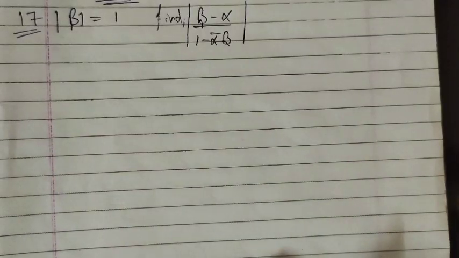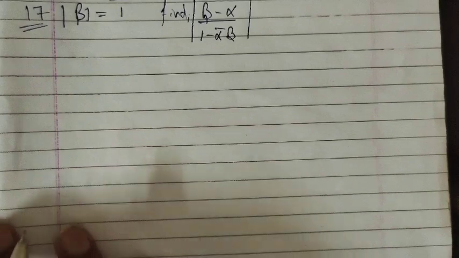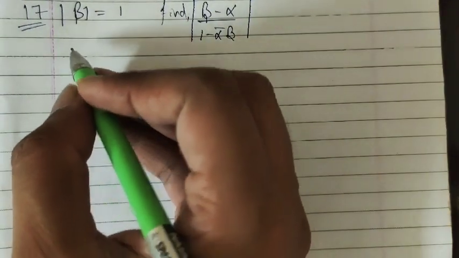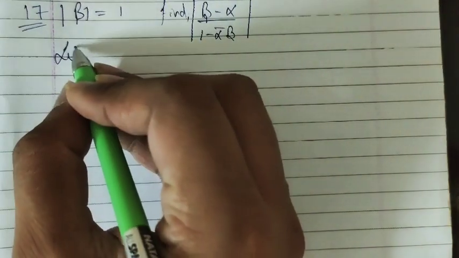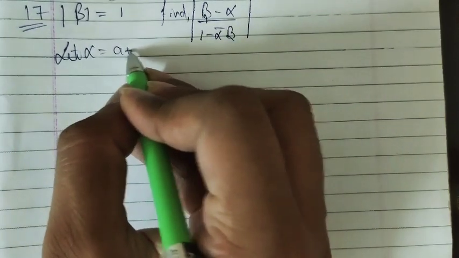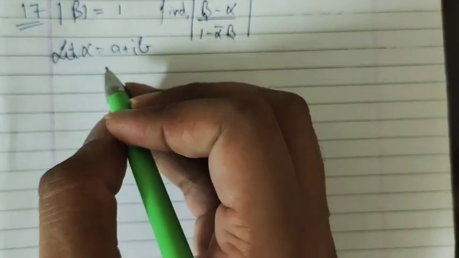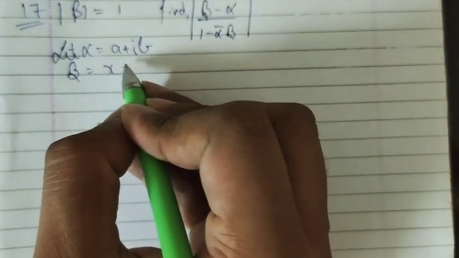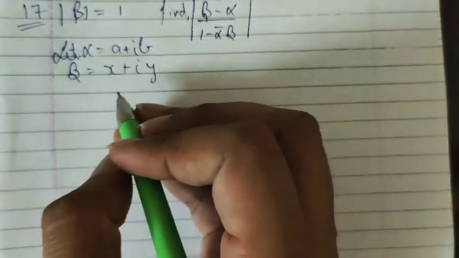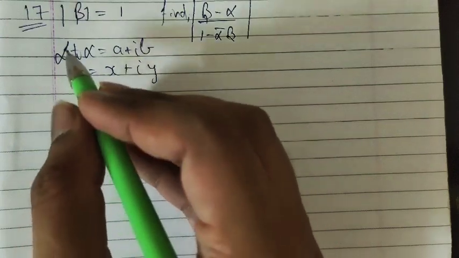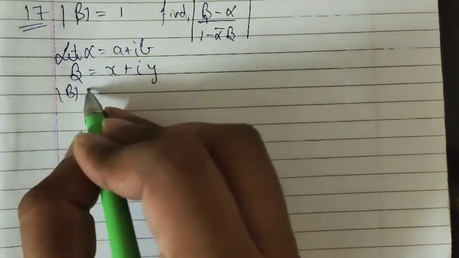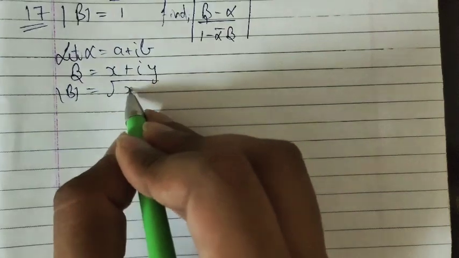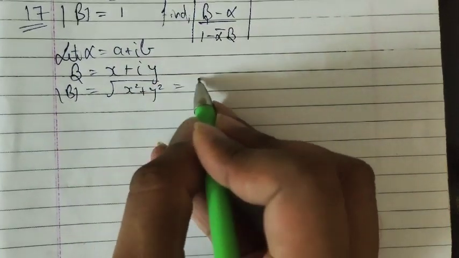Now question number 17, it is given that beta bar modulus of beta is 1. So if I consider, let alpha is equal to a plus iota b and beta is equal to x plus iota y, right? So beta modulus of beta, so modulus of beta is root of x square plus y square is equal to 1.